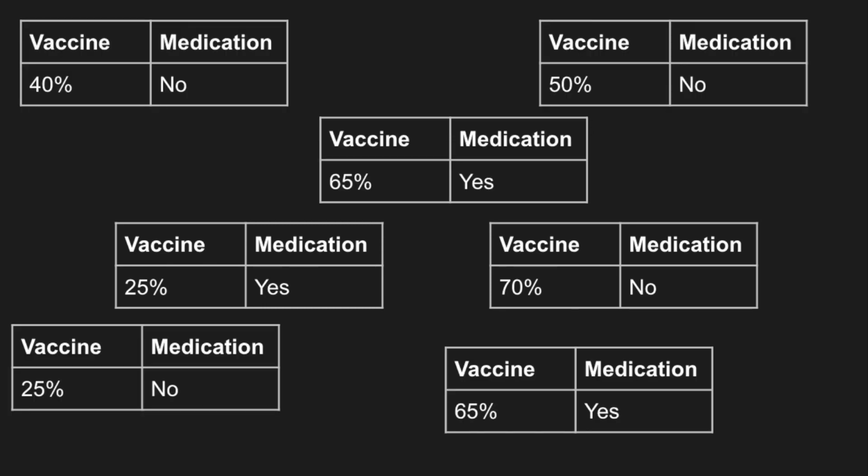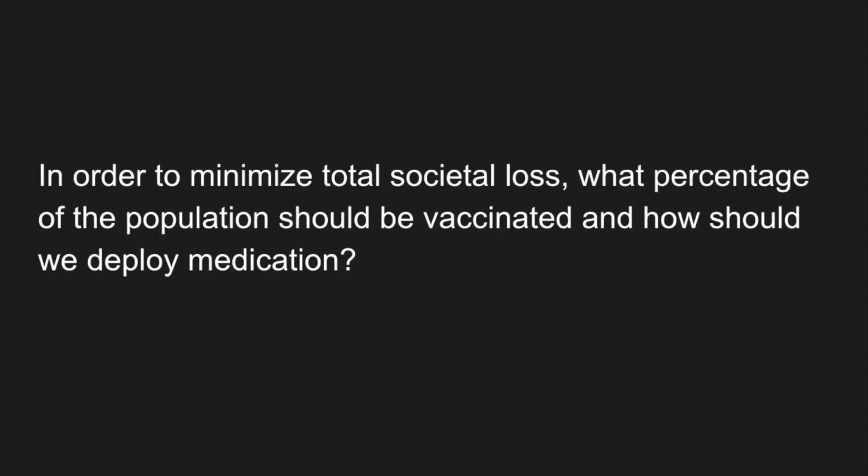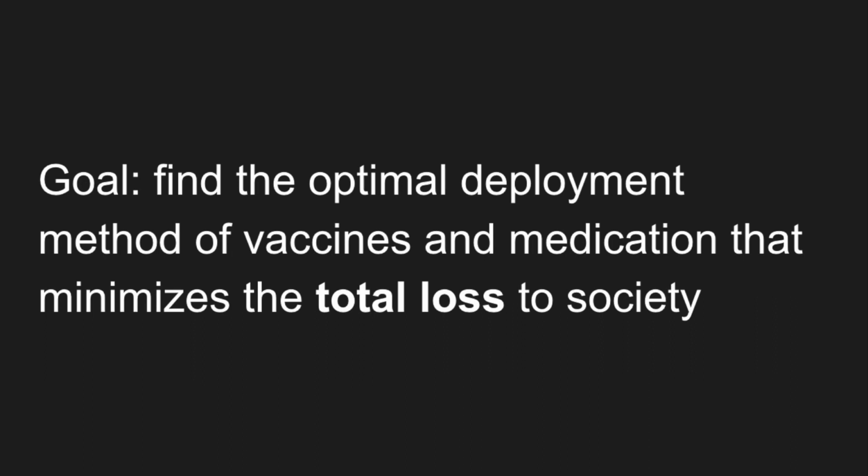Now, this prompts the question, is there a third case that is more cost-effective than any other deployment method of vaccine and medication? So the question in my project is, in order to minimize total societal loss, what percentage of the population should be vaccinated, and how should we deploy medication? Method. So first of all, the goal of the project is to find the optimal deployment method of vaccines and medication that minimizes the total loss to society.